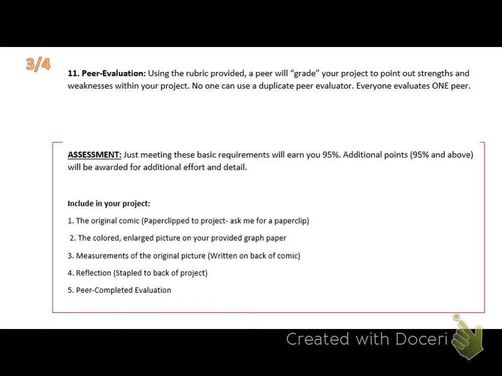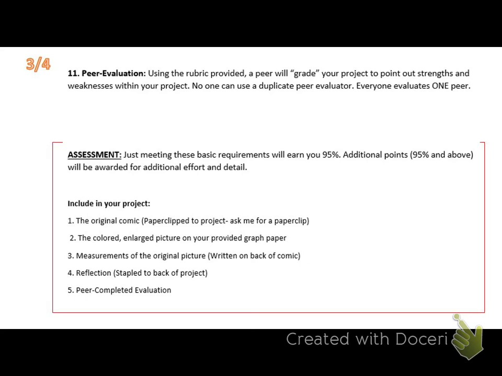So that's it. The assessment, just meeting these basic requirements will get you a 95. To get a 95 and above, you need to show additional effort and great detail. In your project, you're going to have the original comic. You'll paper clip it to the project. You'll ask me for the paper clip. You're going to have a colored enlarged photo on graph paper. Again, it's going to be on computer paper. The measurements of the original picture are on the back of the comic, like the instructions said. And then your reflection and your peer evaluation form are stapled to the back of your project.